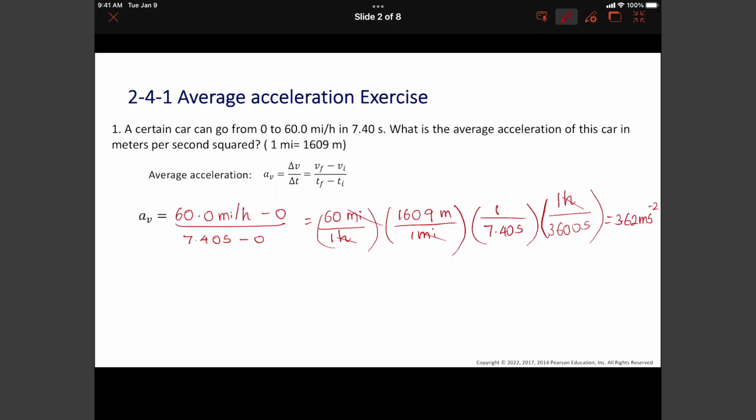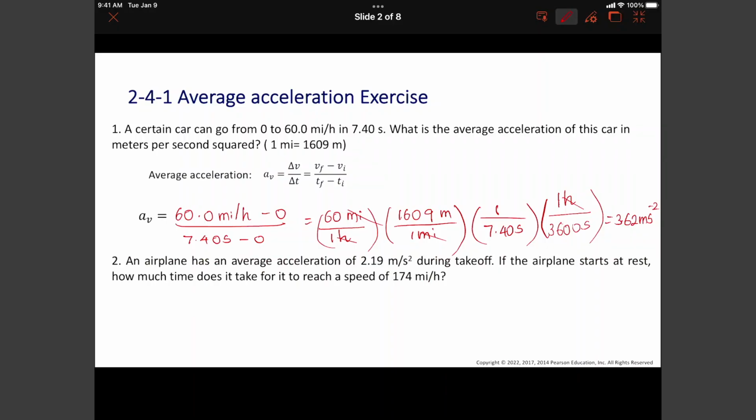So let's quickly look at another example. An airplane has an average acceleration of 2.19 meters per second squared during takeoff. If the plane starts at rest, how much time does it take to reach a speed of 174 miles per hour? Again we have the same equation of average acceleration, which is delta v over delta t. We have to find the time it takes to reach the speed of 174.